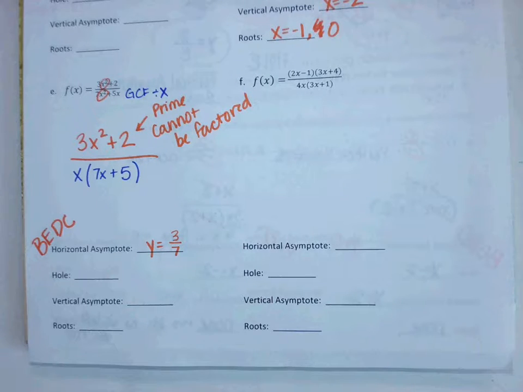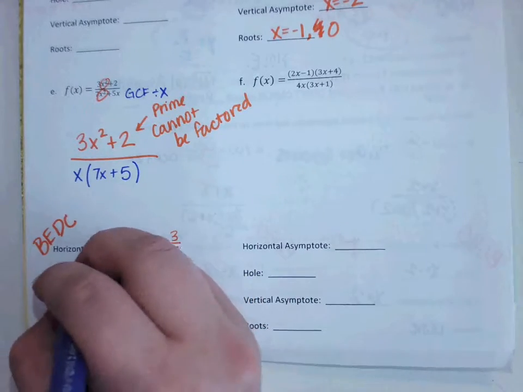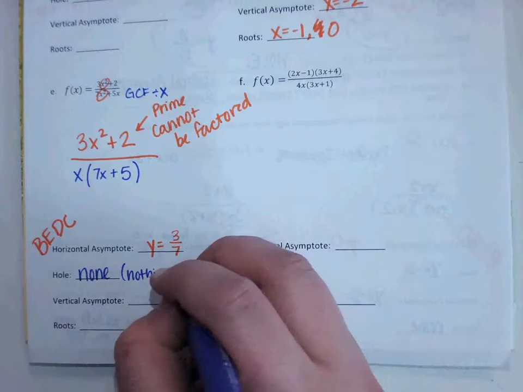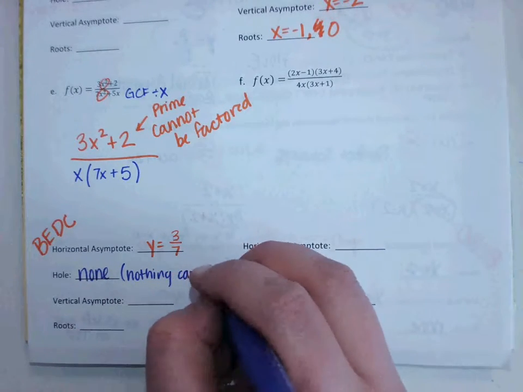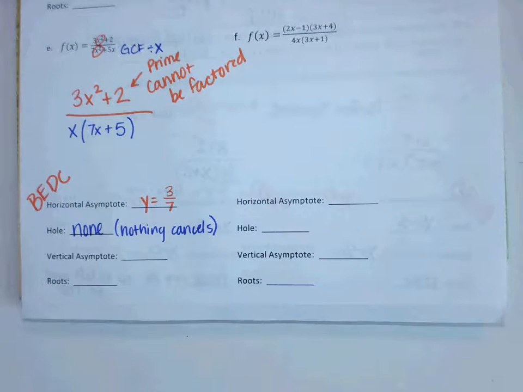Okay, now look from there. I want to see if anything can cancel. What can cancel? Is this x out in front like that one? No. So none, because nothing cancels. Okay, and that's okay. If you don't have a factor on top and on bottom that match, you can't cross anything out. That means that graph won't have a hole in it. So instead of having one hole and one asymptote, they are both going to be asymptotes.